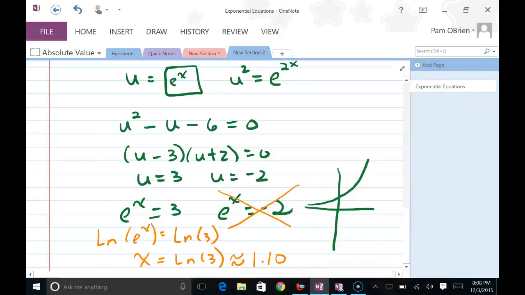Again, we're going to stop the video and have you try one. And before you end, I want you to really think about what are the steps that we do when we have to solve an exponential equation. Good luck!